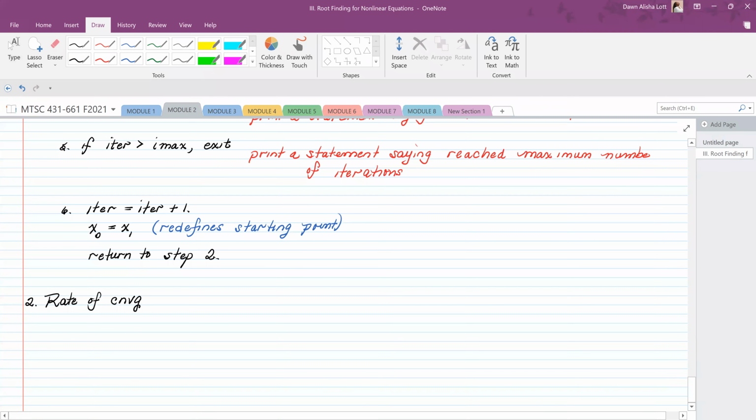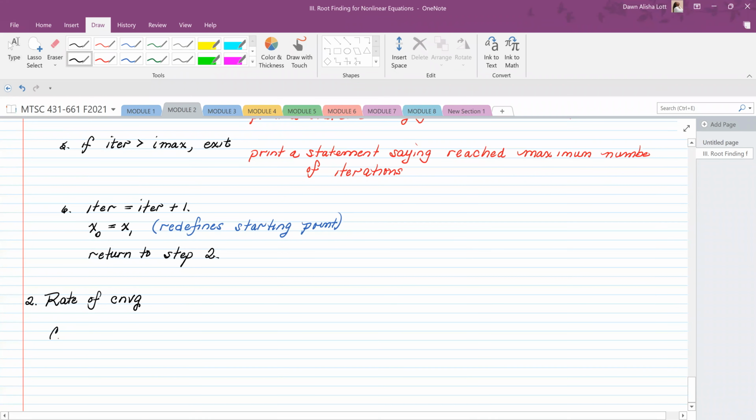So for the rate of convergence, we want to consider star. I'm trying to figure out what I said. What did I call star? I started something, but I don't see it. Oh, there it is. Okay.